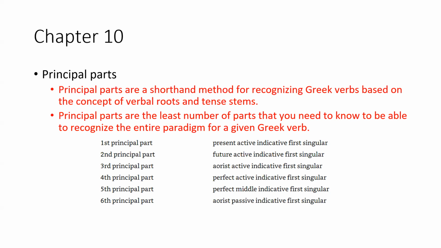So the first principal part is the present active indicative first singular form. Second principal part, future active indicative first singular. Third principal part, aorist active indicative first singular. Fourth principal part, perfect active indicative first singular. Fifth principal part, perfect middle indicative first singular. Sixth principal part is aorist passive indicative first singular.